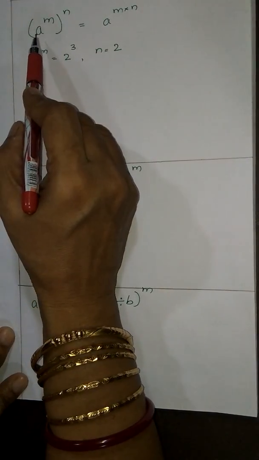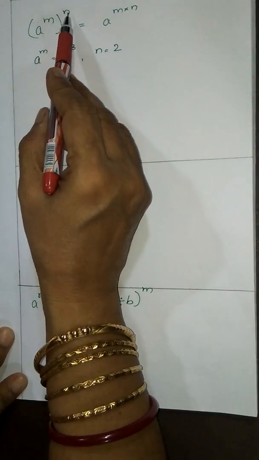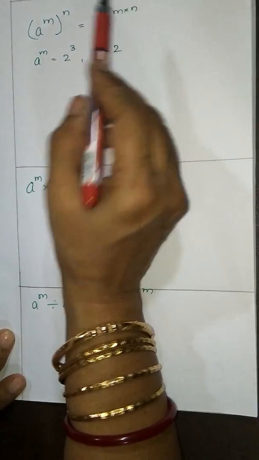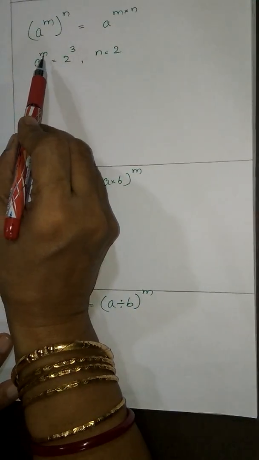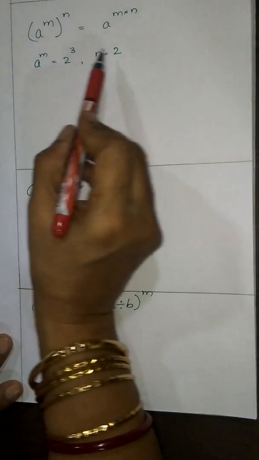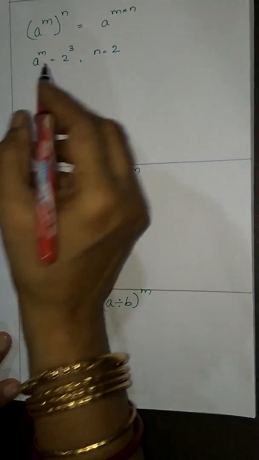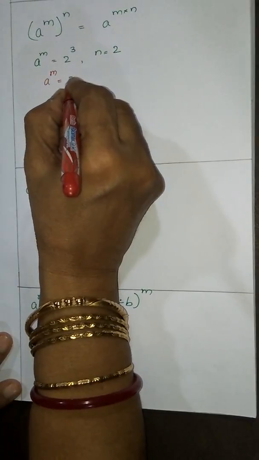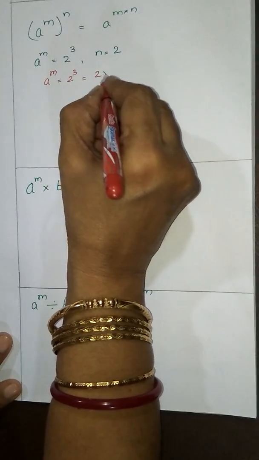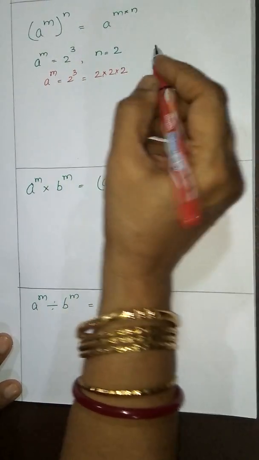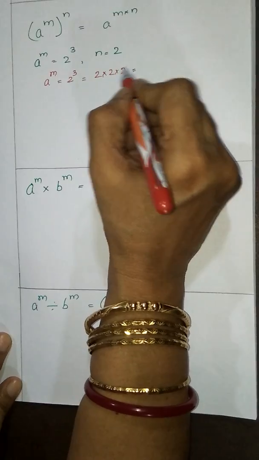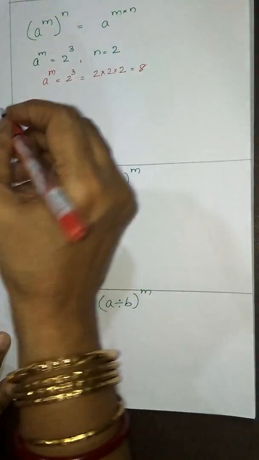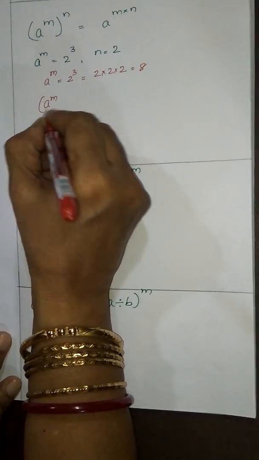Now the next law is a to the power of m, the whole to the power of n, is equal to a to the power of m into n. So let us take a to the power of m is equal to 2 cube, and n is equal to 2. So I will write a to the power of m is equal to 2 cube, which is 2 into 2 into 2. So that is equal to 2 into 2 is 4, 4 into 2 is 8. Now a to the power of m, the whole squared.